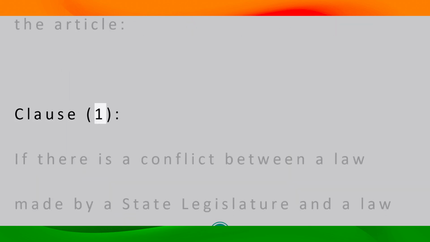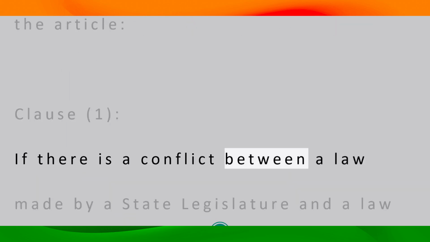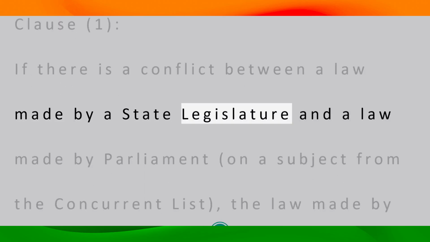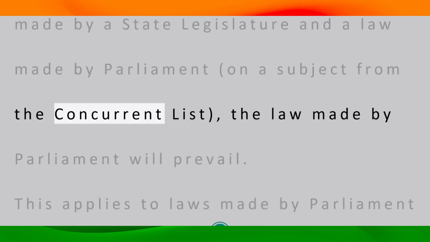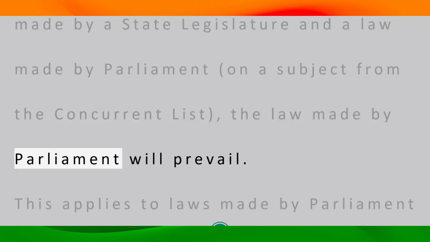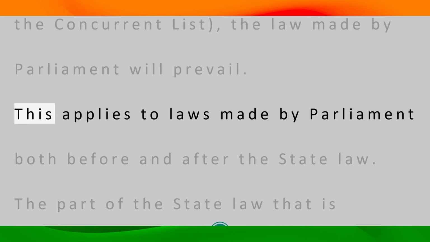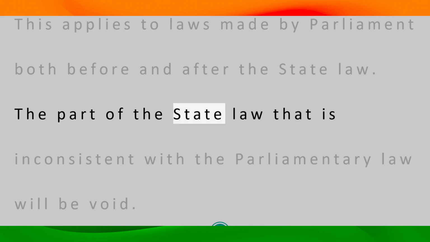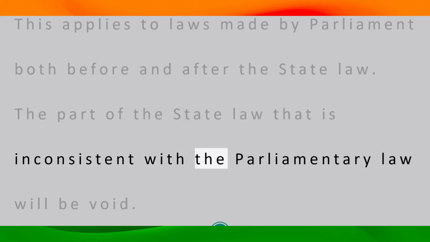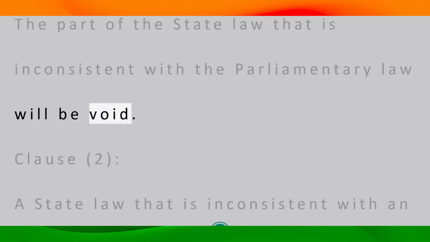Clause 1. If there is a conflict between a law made by a state legislature and a law made by Parliament on a subject from the Concurrent List, the law made by Parliament will prevail. This applies to laws made by Parliament both before and after the state law. The part of the state law that is inconsistent with the parliamentary law will be void.